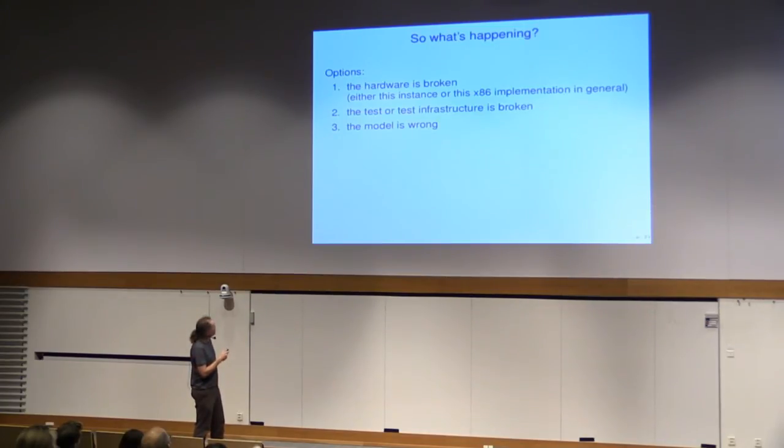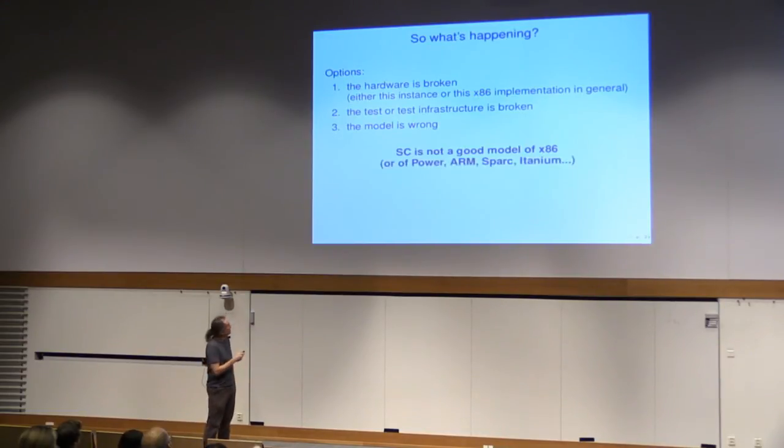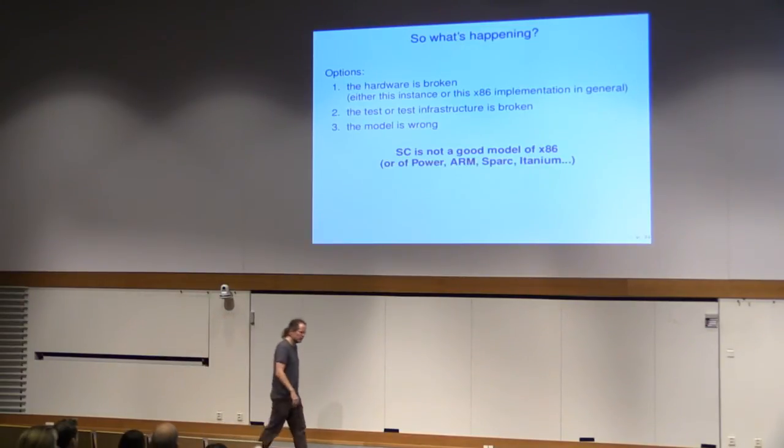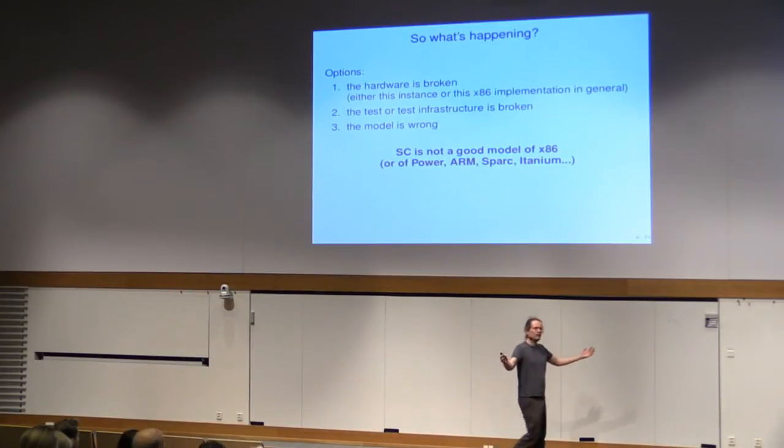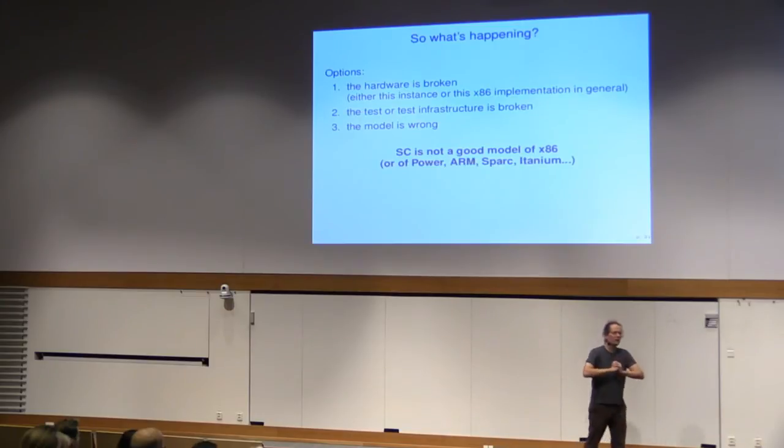So option 2, the test is not the one that you thought you'd written, or the test infrastructure is broken. That happens too, but not here. And option 3, the model is wrong. And indeed, SC is not a good model of any of these commonplace hardware architectures. So now we're kind of lost. We're floating in a vacuum of unknowingness. So what can we do?